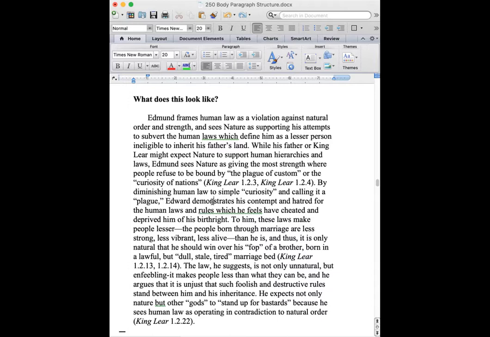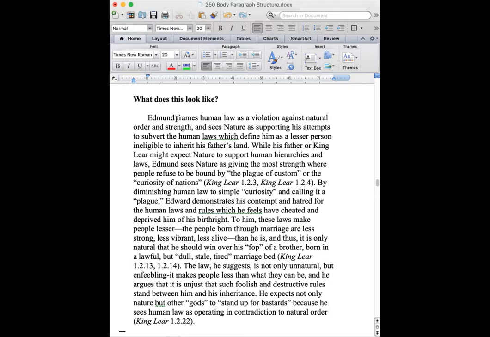The law, he suggests, is not only unnatural, but enfeebling. It makes people less than what they can be, and he argues that it is unjust that such foolish and destructive rules stand between him and his inheritance. Okay, he expects not only nature, but other gods to stand up for bastards, the end of his speech, because he sees human law as operating in contradiction to natural order. So you notice here, it's still integrating evidence, but in order to come to the conclusion, and that conclusion matches the introductory statement in the topic sentence.